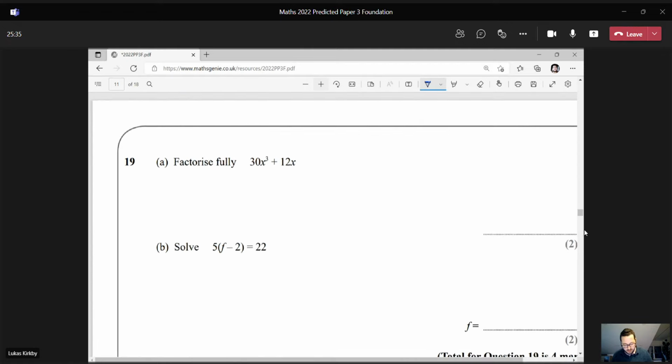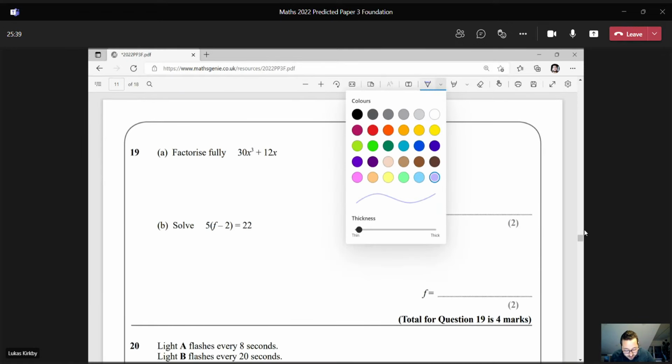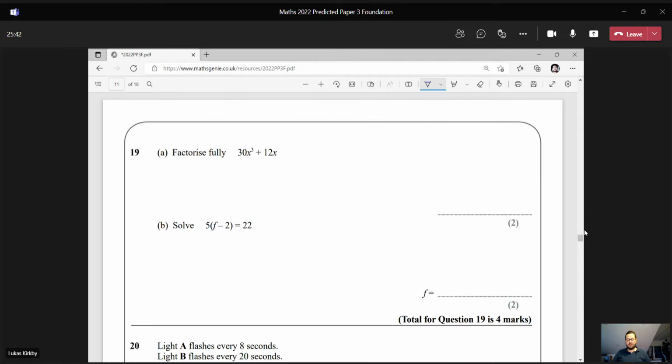Alright then, so some factorization questions. We want to start off by factorizing fully 30x cubed plus 12x. Well, let's start off with the numbers. If I'm doing the numbers, let's leave the letters alone. 30 and 12, I'm noticing that they're both in the 6 times table. So this is equal to 6 brackets. Now 6 times what is 30? Well, it's 5. Leave the letters the same, x cubed. And 6 times 2 is 12, so 2x.